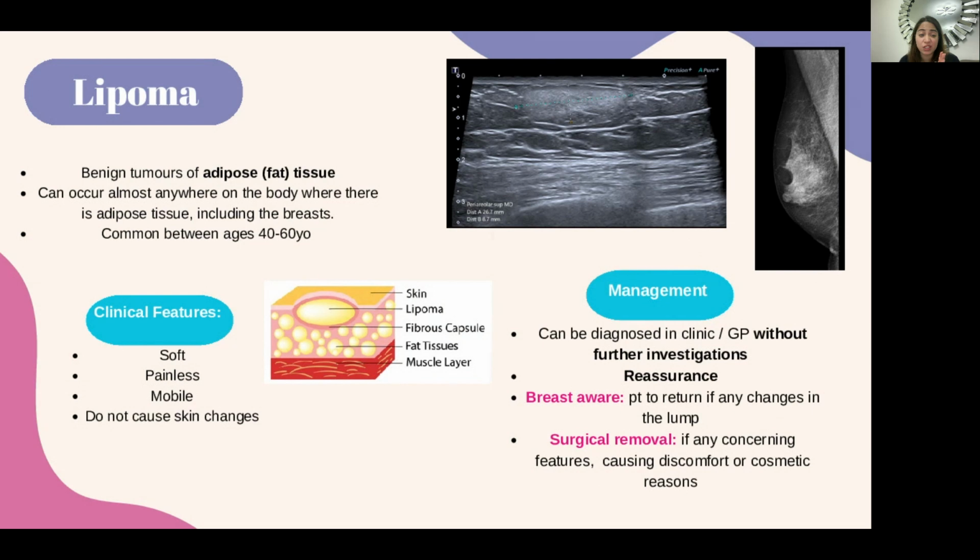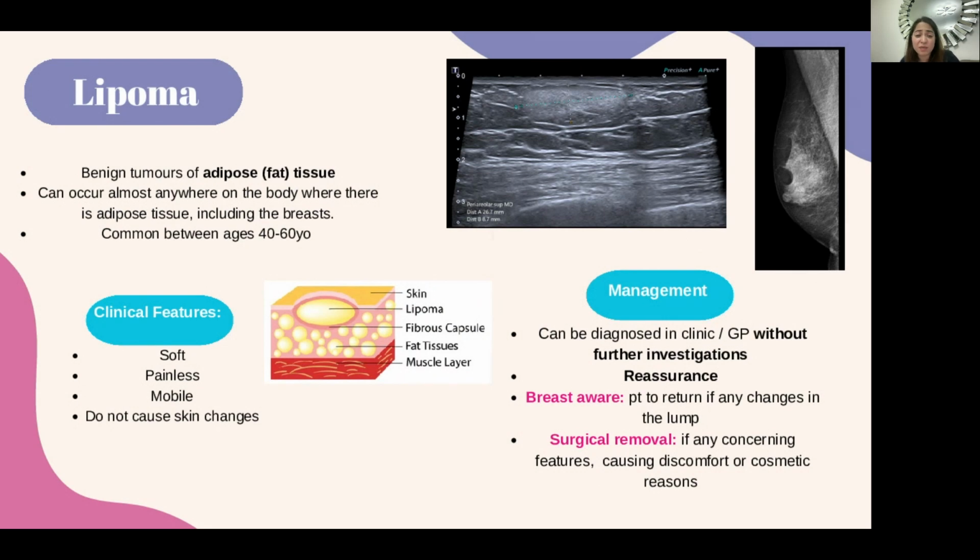They are just fatty tissue, so they feel quite soft. Again, they're painless, they're mobile, you're able to move them around when you're doing your breast examination, and there's no overlying breast skin changes or any nipple discharge and things like that, because it is really just a lump of fat.